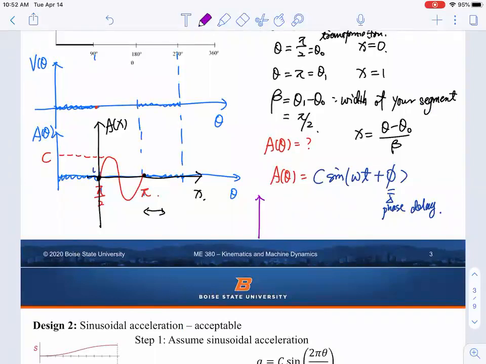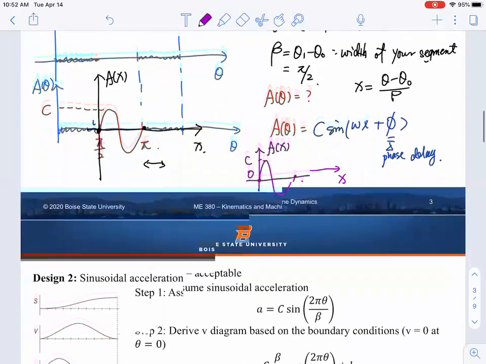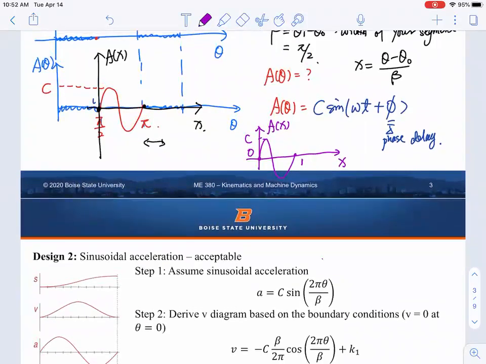Let's draw it out. So you have your x, you have your A(x). As we said, it's no longer from theta naught to theta 1. It's actually from 0 to 1, right? And then we know that this is your sine wave, and then this is your amplitude c. So in this case, that's how we get A(x) equals to psi.